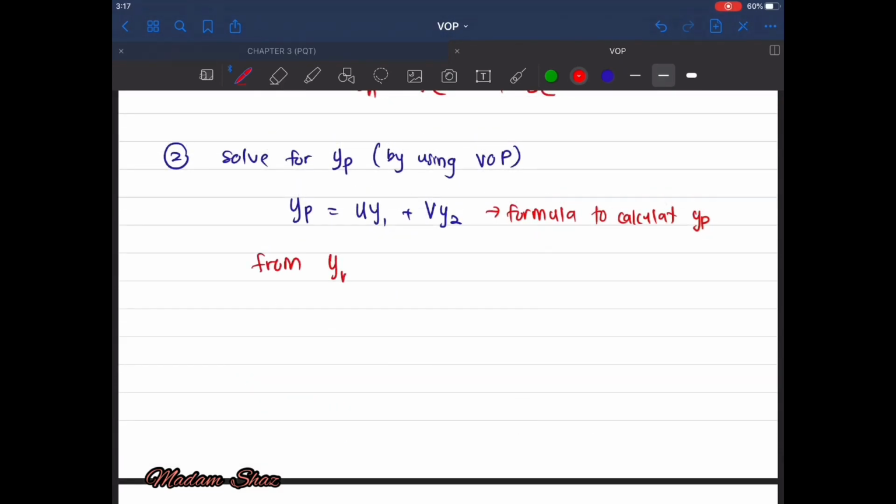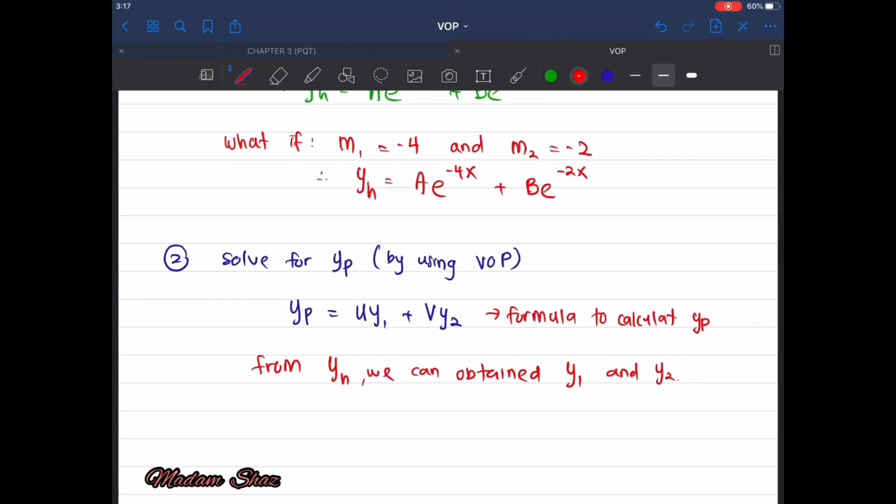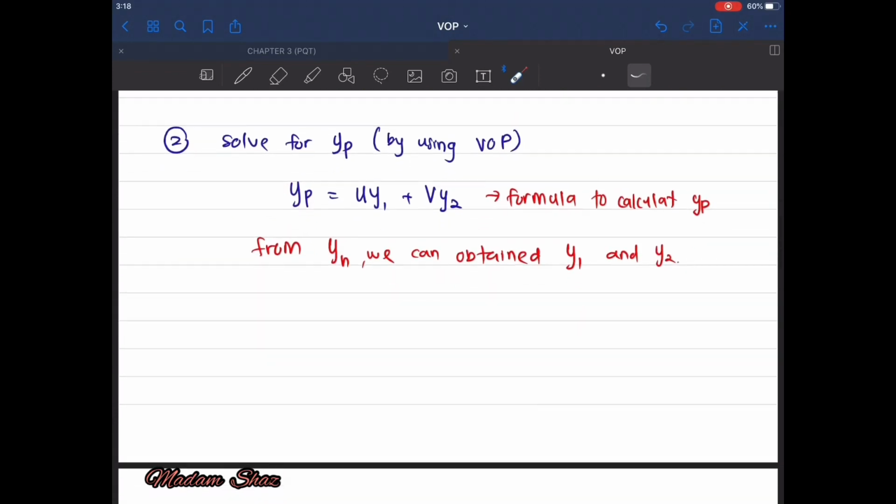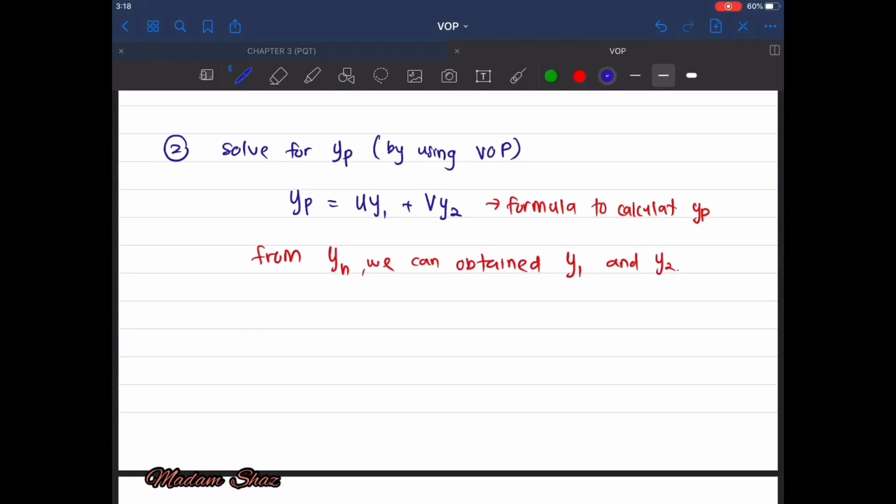From YH, we can obtain Y1 and Y2. Okay, so from which YH? From step 1, we have obtained the general solution for the YH. So from YH, we can obtain the Y1 and Y2. Why do we have to get the Y1 and Y2? Because we want to substitute into the formula of the YP. So what is the Y1 and the Y2?